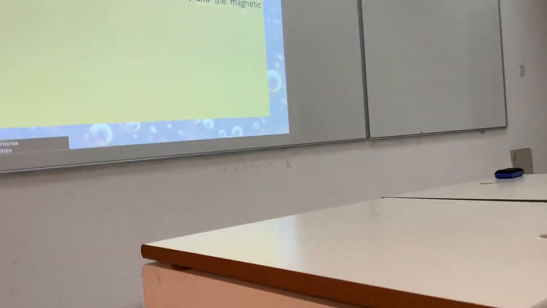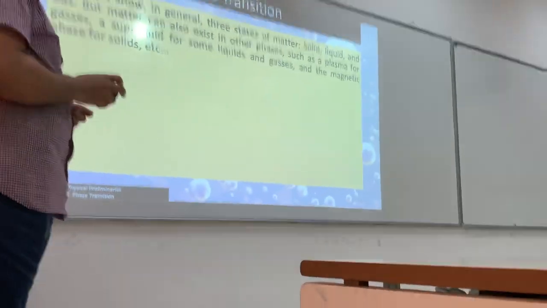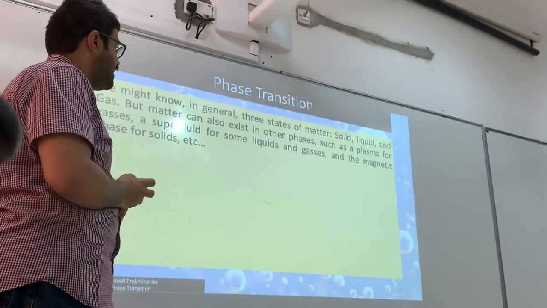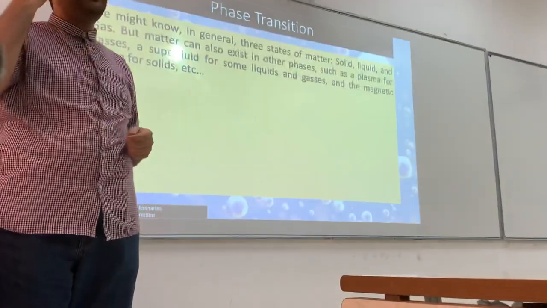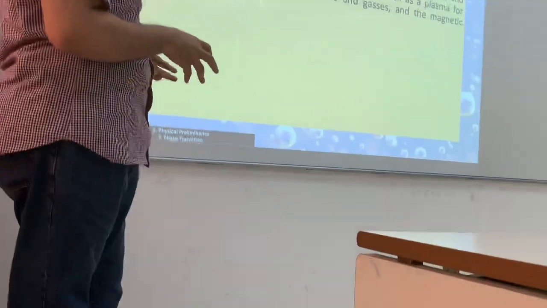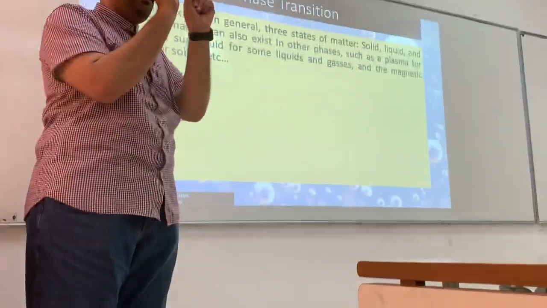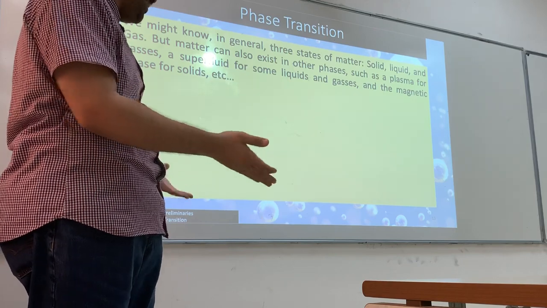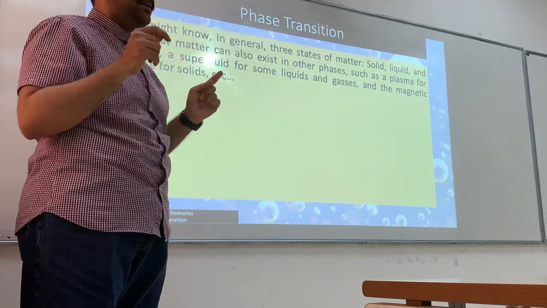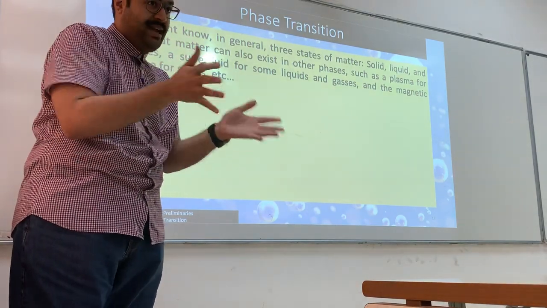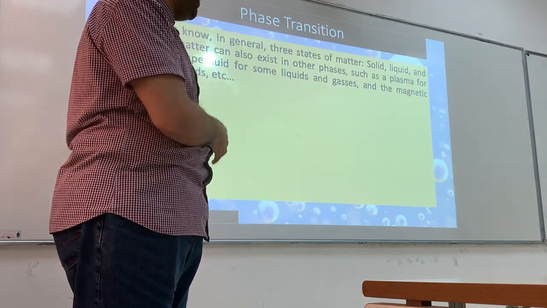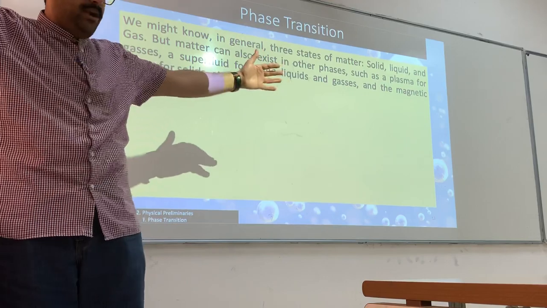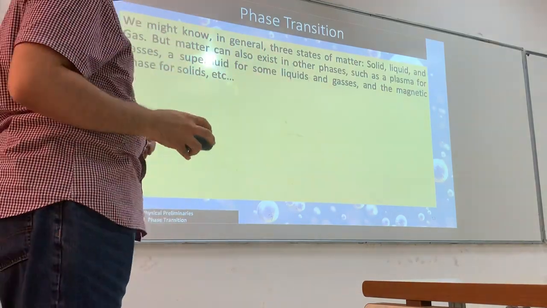We might know in general three states of matter: solids, liquids, and gases. But matter can also exist in other phases, such as plasma for gases, a superfluid for some liquids and gases, and the magnetic phase for solids, etc. So the idea is that matter is matter, okay? But what I see from atoms, from molecules in a big ensemble, tells me how small effects through statistical means become something we observe. For example, in liquids crossing each other, we can't see atoms going back. We can't see atoms like this. But what we see is the manifest phenomenon, which is liquids. Okay. So upon adding up a lot of things, we can see the manifest macroscopic object.